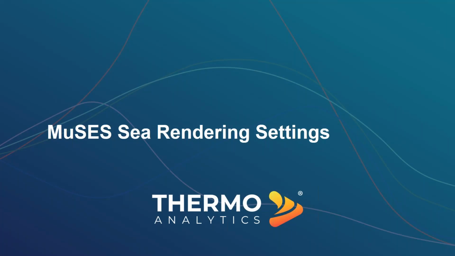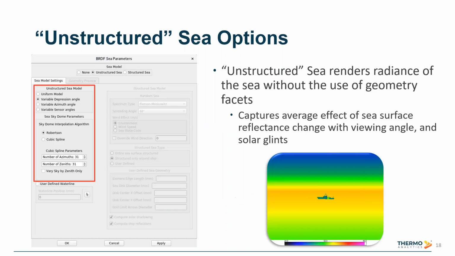So once the thermal results have been calculated, we can go into the sea rendering settings. Going to the sea settings in the signature tab pulls up the BRDF sea parameters. By default, the none option is selected. This will render the ship with no created sea geometry. The background radiance values will be based off of the environmental setup we showed earlier.